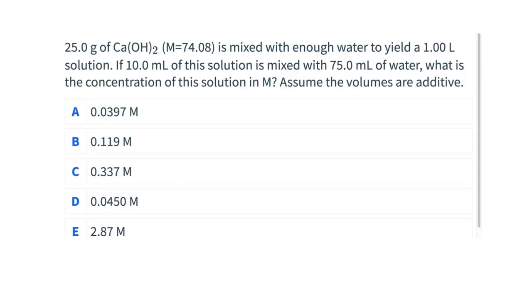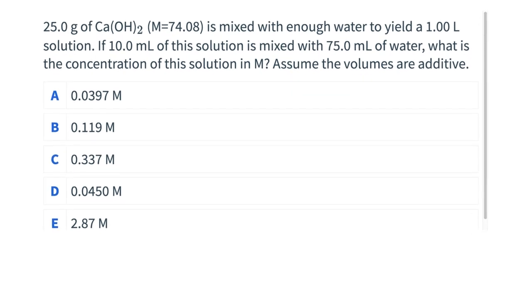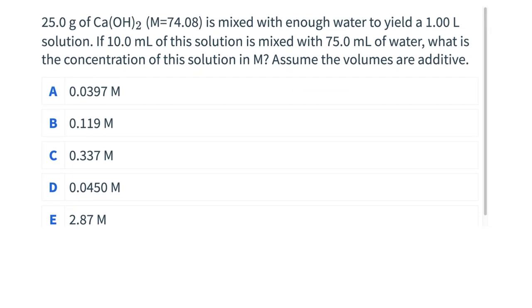And so let's look at another problem. I'll even introduce a different equation here. Let's actually start setting this problem up together, where we have so much calcium hydroxide mixed with water to yield a 1 liter solution. And then we're going to take 10 mL of that solution and then mix it with another portion of water and then ask the concentration of that final solution in units of molarity, moles per liter.